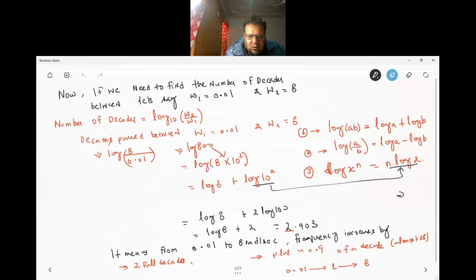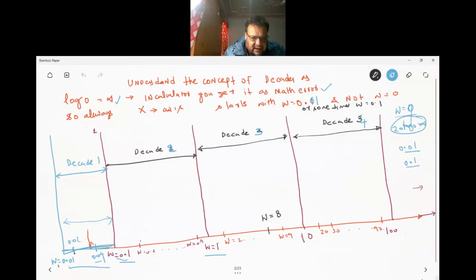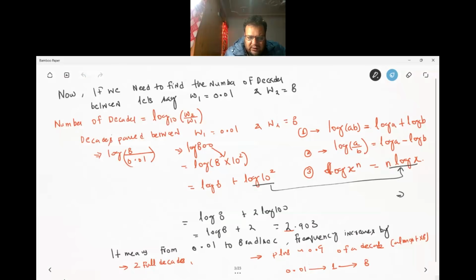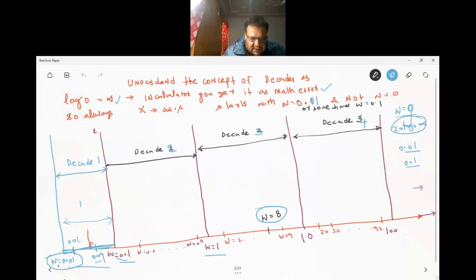Now, let's move further. How do we calculate the decades? Suppose you had a frequency at omega equal to 0.01 and another frequency, let's say omega equal to 8. Now, you need to see how many decades are there between them. If you carefully analyze, there is one decade here, then one more decade here, then there is not a complete decade here. So 2 decades are confirmed, and for this last partial decade we need to calculate.